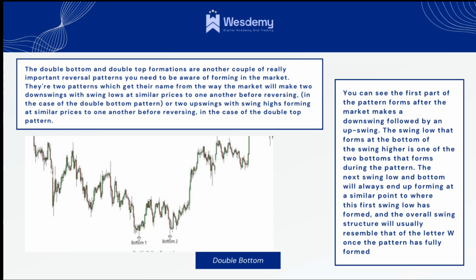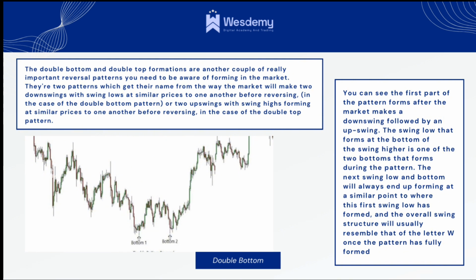Another really important reversal pattern that you need to be aware of. There are two patterns which get their name from the way the market will make two down swings with swing lows at similar prices to one another before reversing, in the case of the double bottom pattern, or two upswings with swing highs forming at similar prices to one another before reversing. That is in the case of the double top.